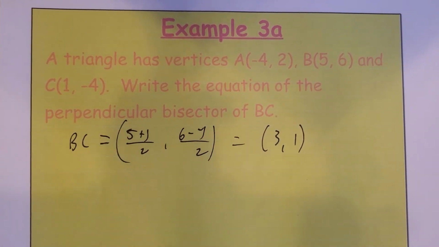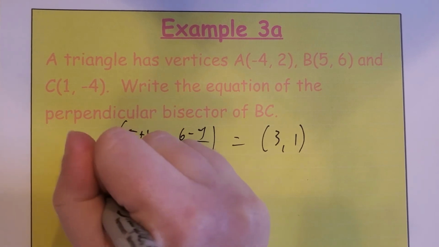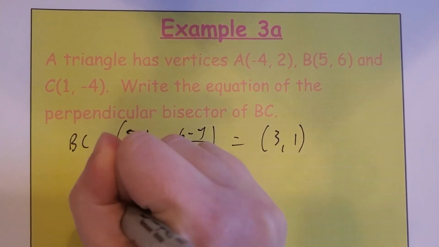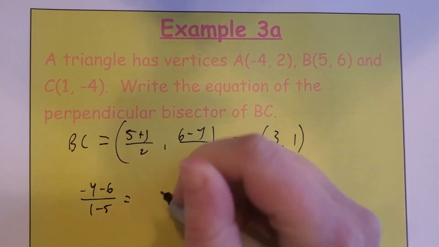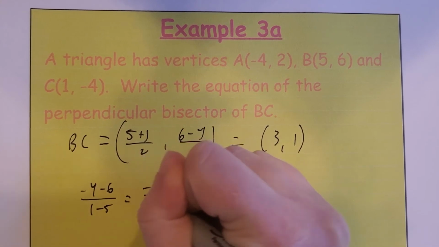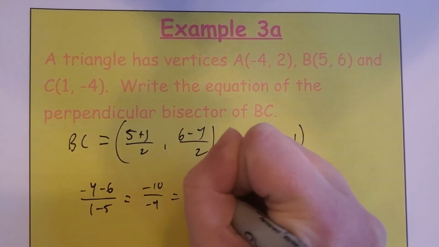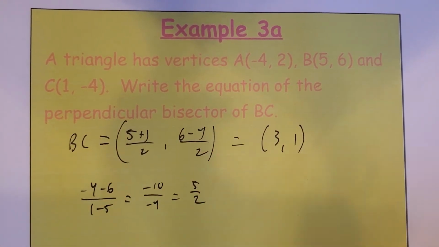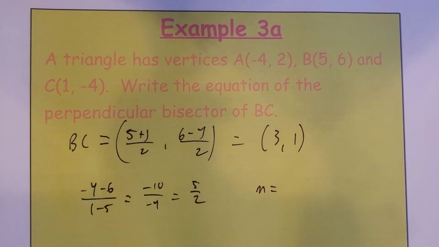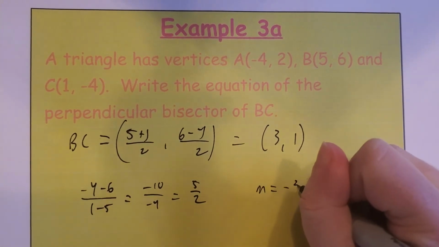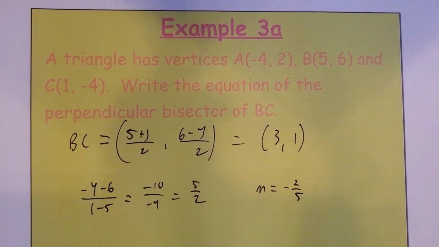I don't think we did that part in the last problem. So we're going to find the slope of BC. That's -4 minus 6 over 1 minus 5, -10 over -4, which reduces to 5/2. That's the slope of BC. But again, opposite reciprocal. So the slope that we're actually using to write the equation of this line is -2/5.